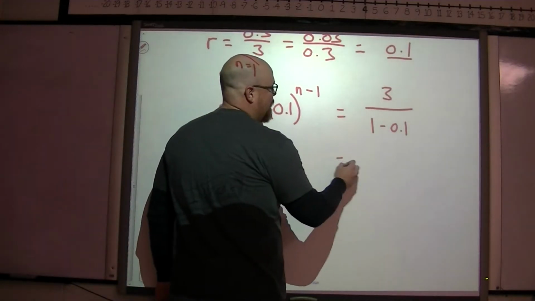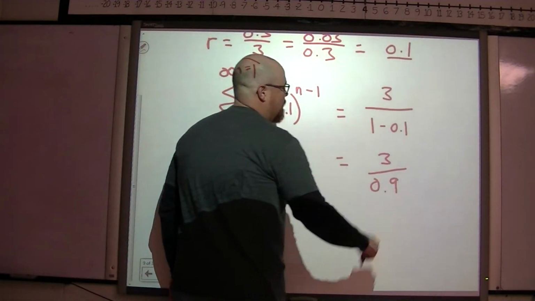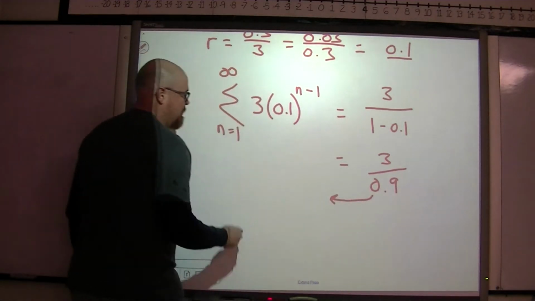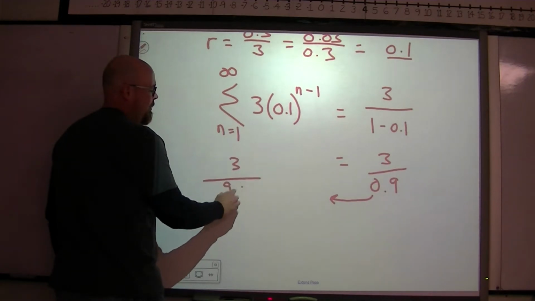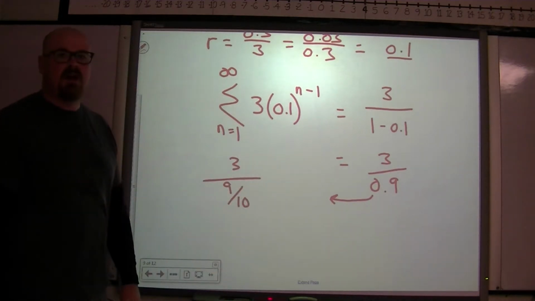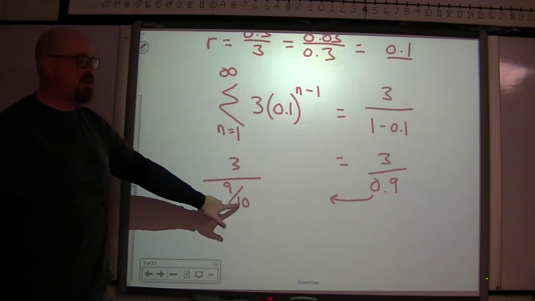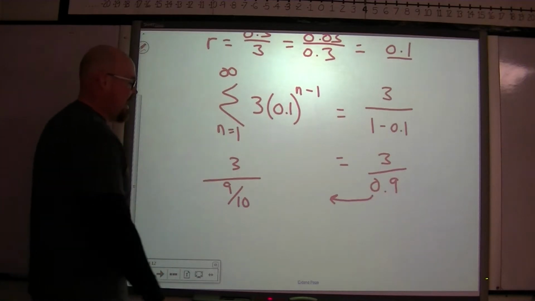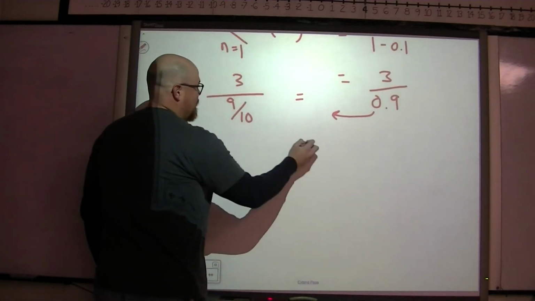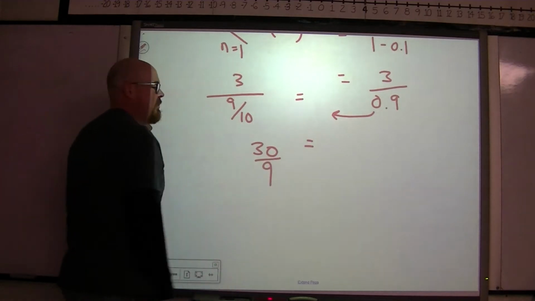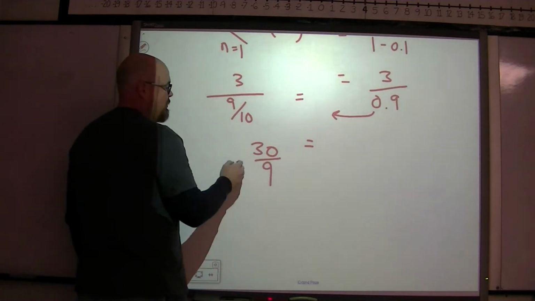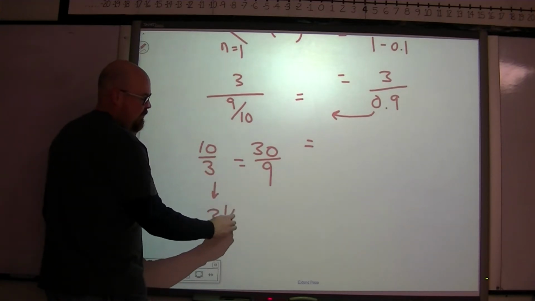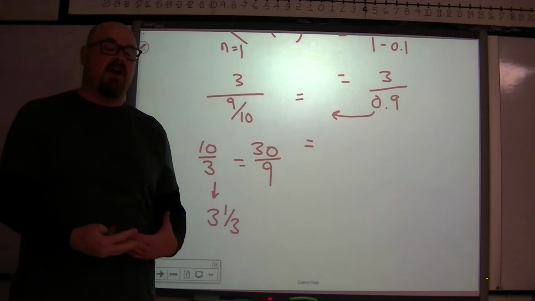This is equal to 3 over 0.9 or 9/10, which, I don't know, you guys feel like doing a little math here? This is 3 over 9/10. Do you remember the shortcut for taking a fraction where the denominator is a fraction? We take this and multiply it times the top, which is 30 over 9, which can be reduced to 10 over 3. And what is 10 over 3? This is 3 1/3. I know I'm going quickly through some of these calculations.